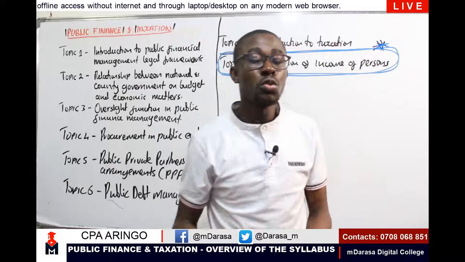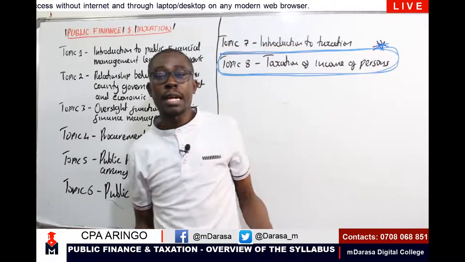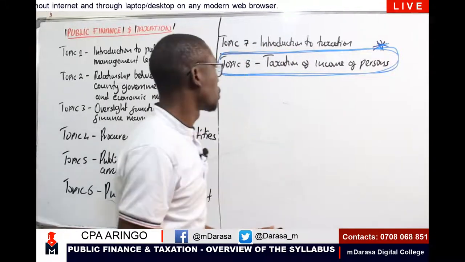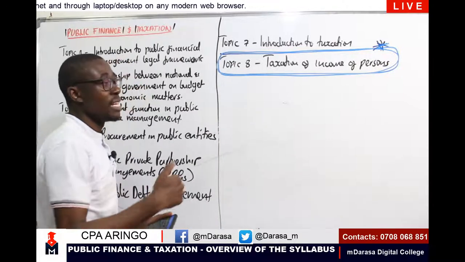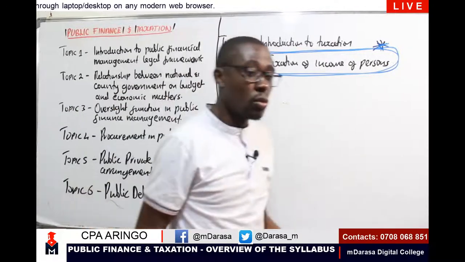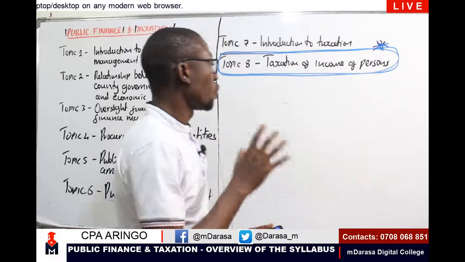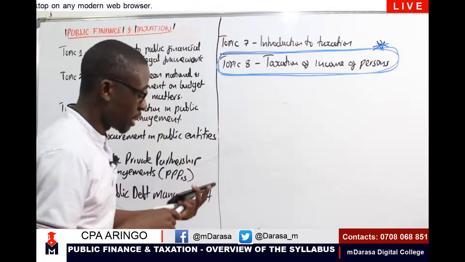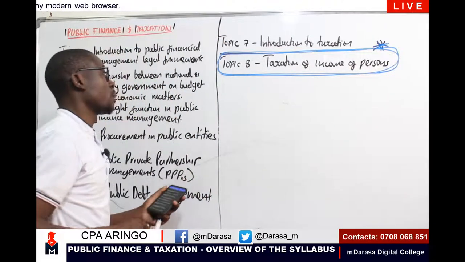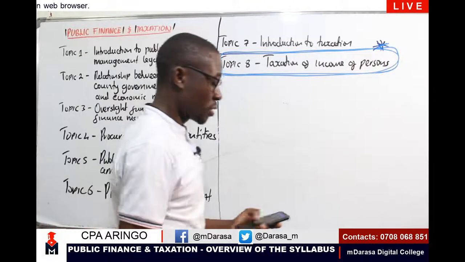We're also talking about those who are supposed to be taxed and those who are not supposed to be taxed. So you'll find that taxation of income of persons is quite wide, the longest topic that we'll be having, and also a very important topic that we'll be expected to cover. So that is topic number 8, taxation of income of persons.